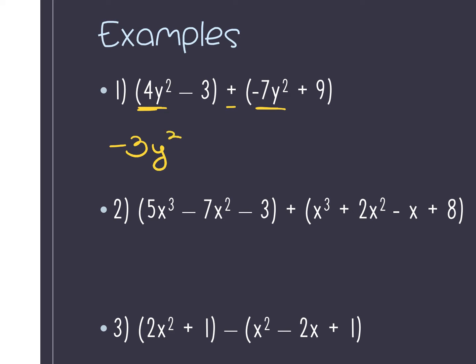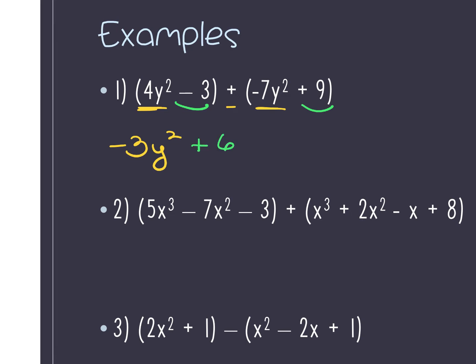I do not add the exponents. I'm only adding coefficients here. Then the next one I'm going to look for is the next set of like terms, which are my constants, negative 3 plus 9, and this gives me positive 6.